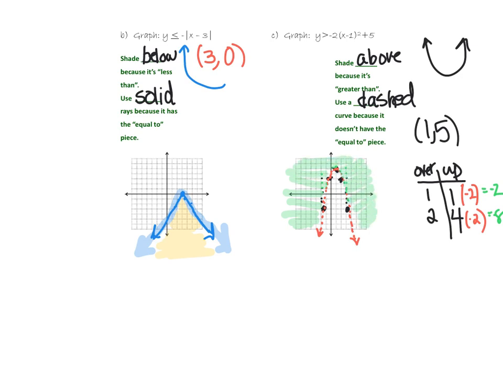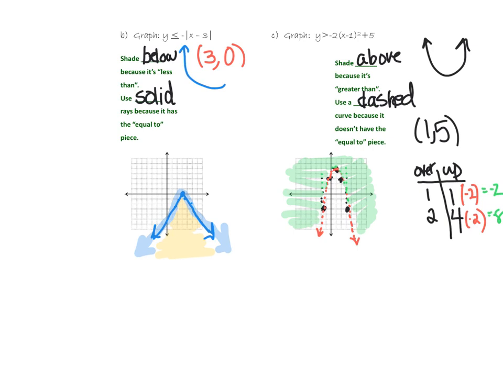Now take a look. My question to you: is (0, 0) shaded? The answer should be no. If I go back up to my original and plug in (0, 0), should that be a solution? It should not, because it's not shaded. However, that's a good way to check it.